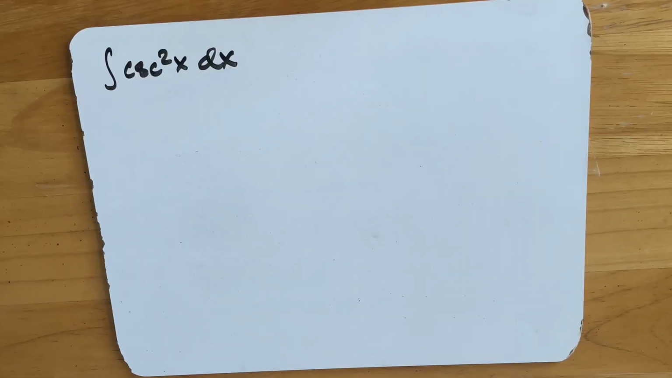So we have the integral of cosecant squared x dx. So what's the value of that? Well, before we do anything too crazy, before we go crazy with substitutions and stuff, I want to point out that cosecant x is the cofunction of secant x, right?